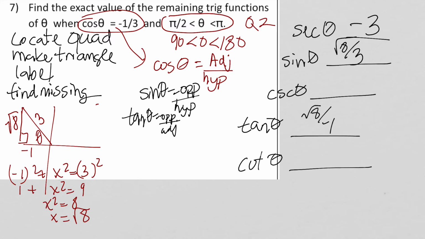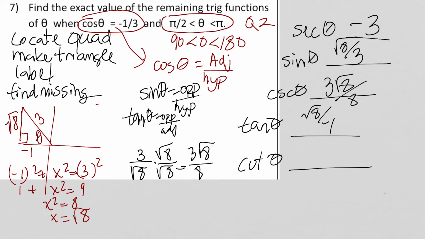Now I need to do the reciprocal for sine, which is that cosecant one. So how do I do the reciprocal of √8 over 3? I flip it around, rationalize. So I'm getting 3√8 divided by 8. And then for cotangent, I'm going to flip around √8 over -1. And again, I'm going to rationalize. So I get -√8 over 8 for cotangent.